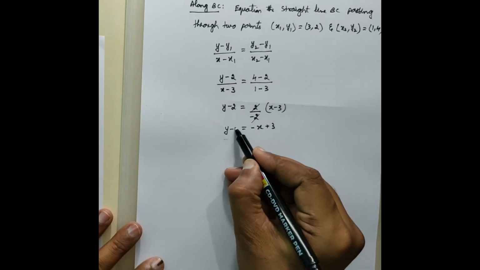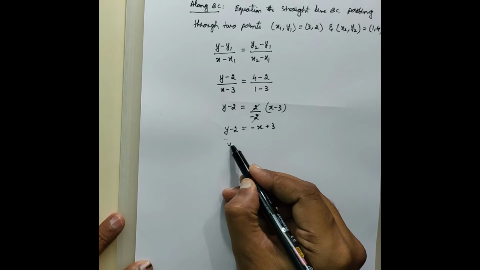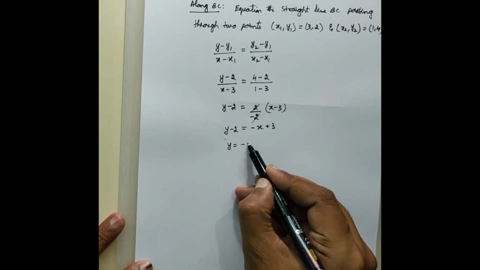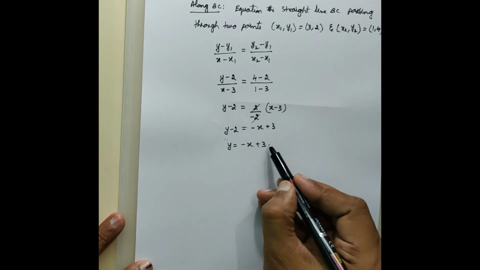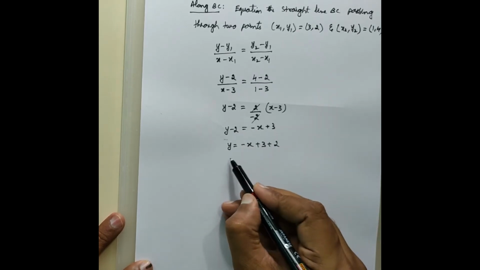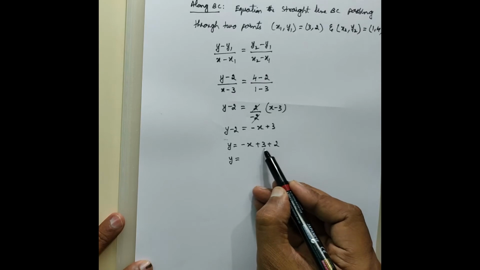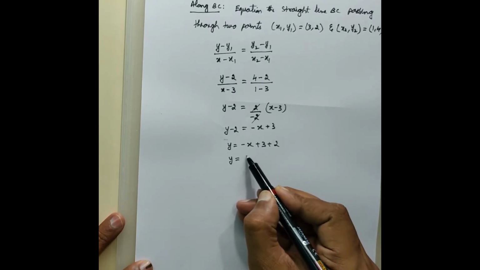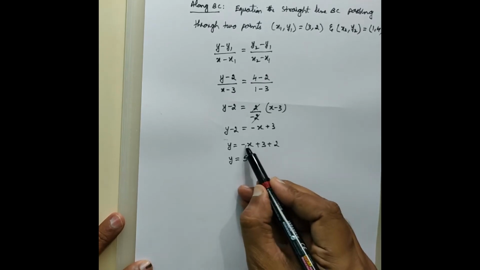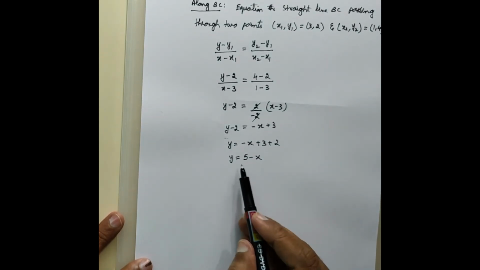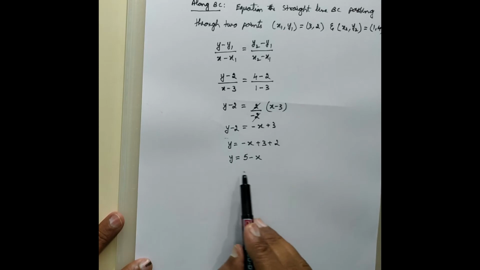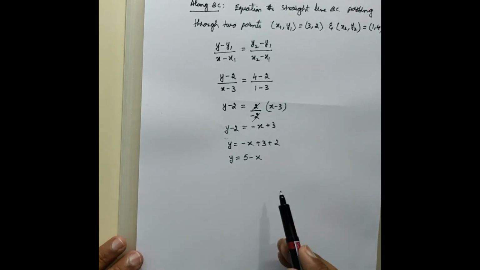Left hand side is y minus 2. So y will be equal to minus x as it is, plus 3 as it is, and minus 2 goes to the other side and becomes plus 2. So y will be equal to 3 plus 2, which becomes 5. First I'll write the positive value 5, then minus x. So we got y is equal to 5 minus x. So we have expressed y in terms of x.